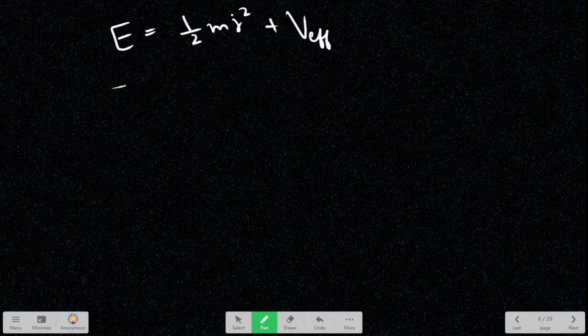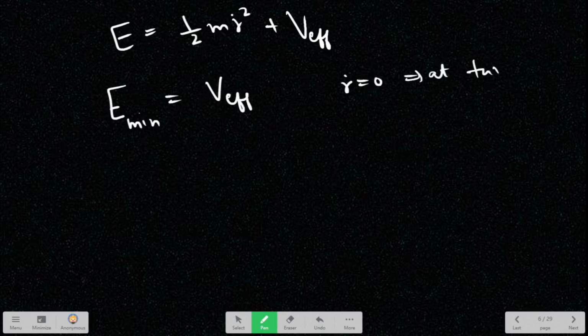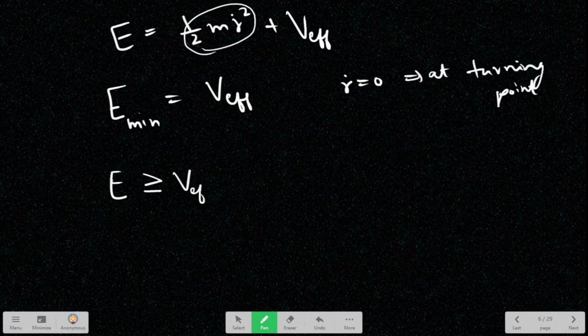If one asks you what is the minimum value that energy can have, E minimum is equal to V effective, that is when r dot is equal to 0, and r dot is equal to 0 at a turning point. R dot square can never be negative, so this term can never be negative, so the minimum value it can have is 0, and when half m r dot square is 0, E minimum is V effective, the minimum value of energy. So we can write E is always greater than or equal to V effective. E can never be less than this.